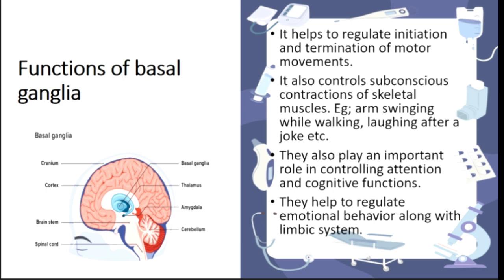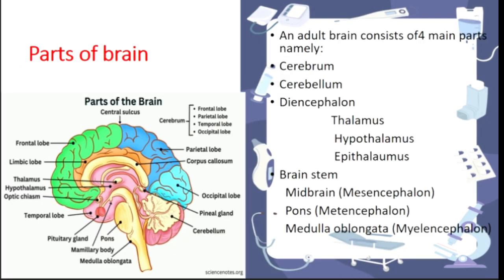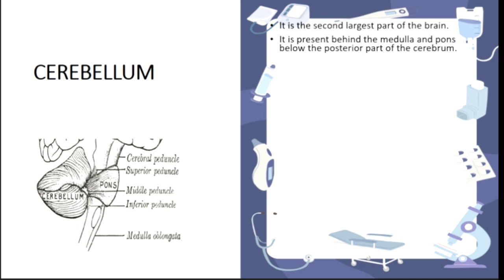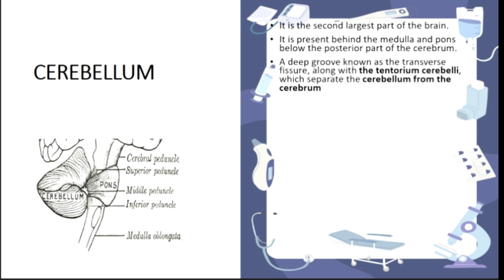So next we are going to learn about the cerebellum. The cerebellum is the second largest part of the brain, and it is present behind the medulla and pons. You can see in this picture clearly, it is present behind the medulla and pons, right? The pons is present here, and behind that the cerebellum is present. And it has a deep groove which is known as the transverse fissure. So you can see there are like two cerebellar halves, right?